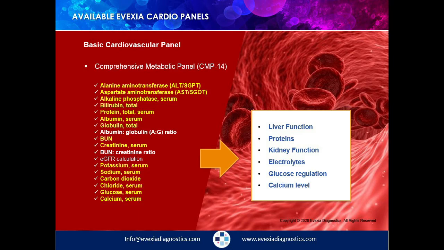Next is a comprehensive metabolic panel, or the CMP. That's a group of tests that measures several different substances in the blood, and it's going to provide information about electrolyte balance, liver and kidney function, glucose regulation, and the level of proteins.